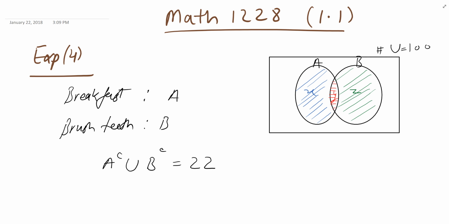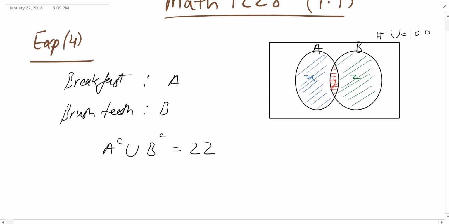Now when we say A complement, it is containing z, right? And B complement is containing x. So does it make sense to you? So when we say union, that means the green part. So the only part which is not included is that red part. So this is everything outside of that red part. The combination of A complement and B complement is everything excluding that, which is 22.